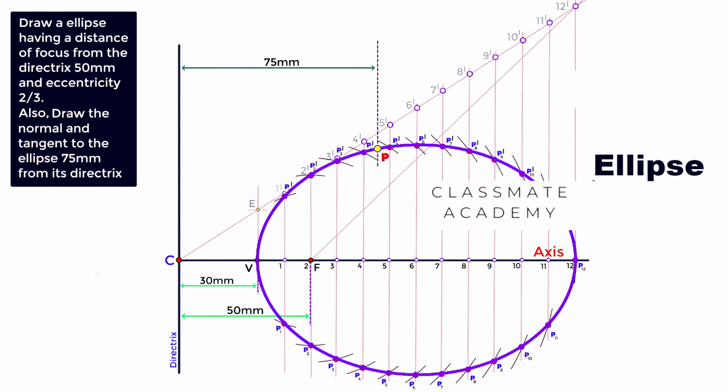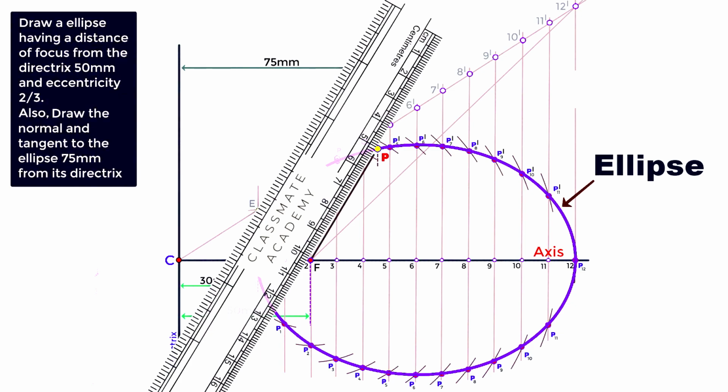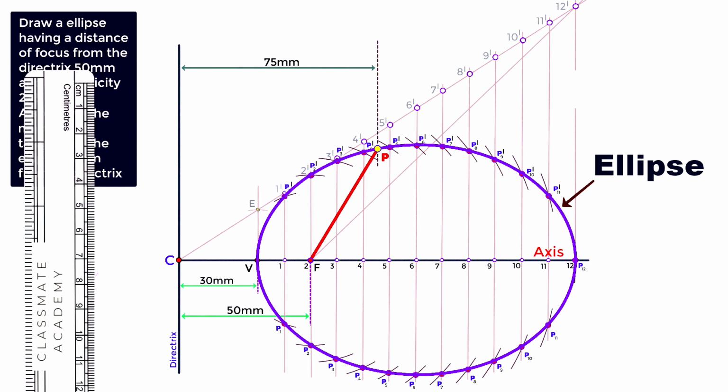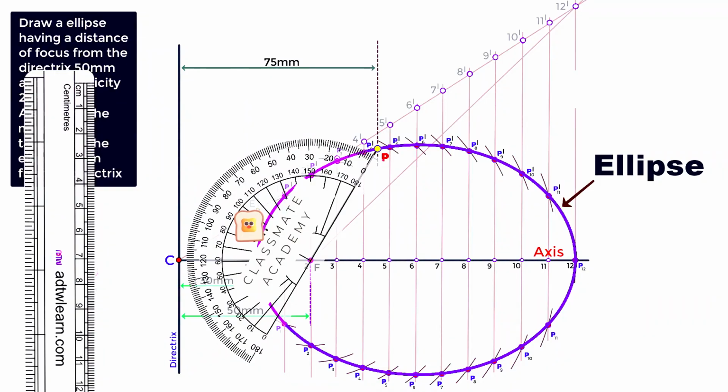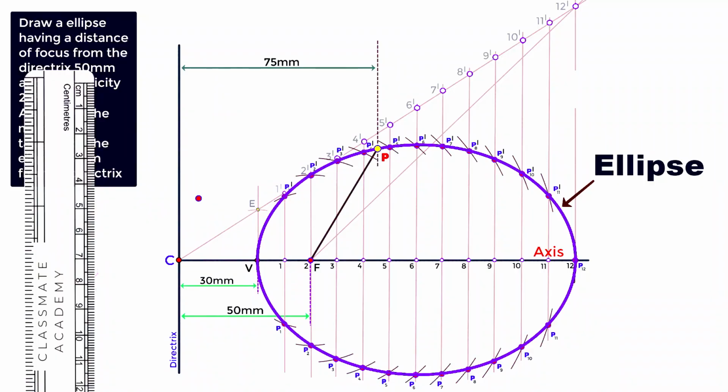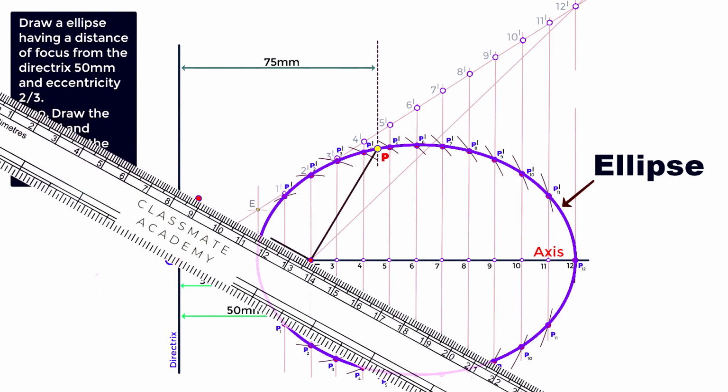So, we have to draw a tangent and normal at this point P. To draw a tangent, join this P point with F point with a line. Next, draw a perpendicular line to this PF line at F. To draw a perpendicular line, take a protector, keep at this point. Make sure point F is coinciding at the protector's center, and mark 90 degrees. After this, by taking this point as a reference, draw a line from point F to directrix, and mark this point as T.